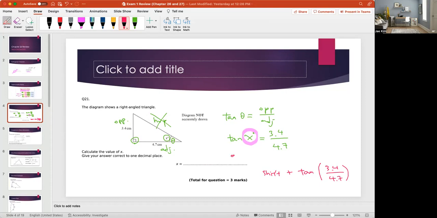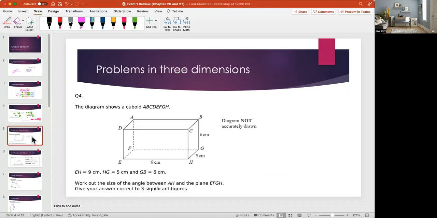Okay, next question. Here is question number 4 from chapter 26. The diagram shows a cuboid, and it says work out the size of the angle between AH and the plane EFGH. Plane EFGH is the bottom plane right here. And AH is this, in 3D dimension. So let's go ahead and draw what that looks like. Let's see if I can draw this correctly. It's hard to draw on this board, but let's see.